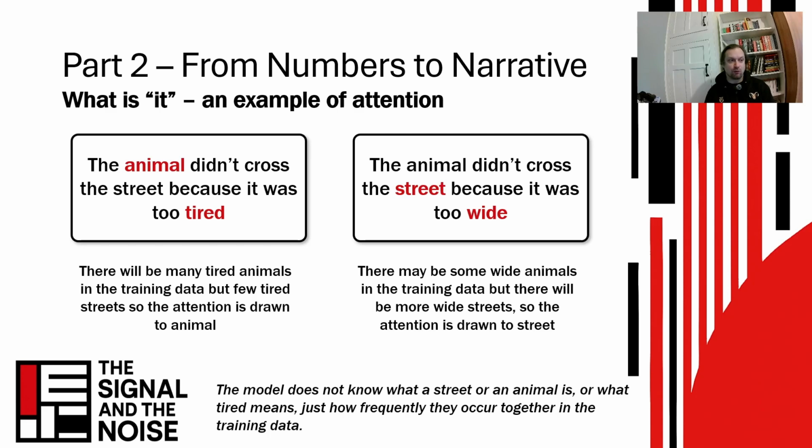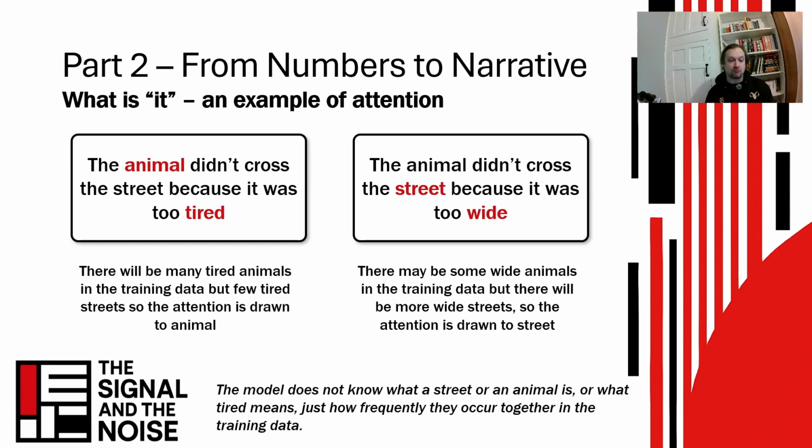So I like to use the "what is it" example for attention. There are two phrases here. The animal didn't cross the road because it was too tired, and the animal didn't cross the street because it was too wide. As humans who've experience with language, we understand that "it" in this context changes depending on the sentence. In the sentence on the left, animals get tired, so we know "it" is most likely the animal. And in the sentence on the right, we know that street is associated with wide, so the "it" is most likely to be the street.